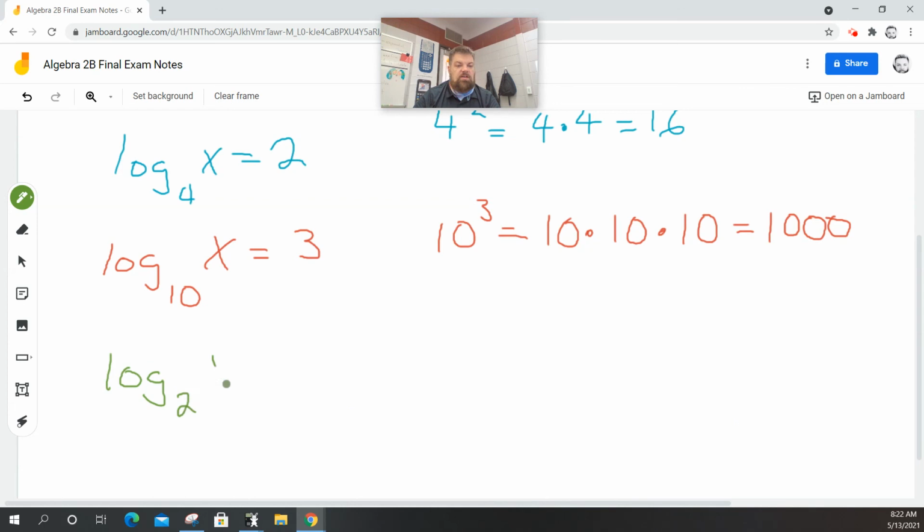So then, if I say log base 2 of x equals 5, then I'm really saying 2 to the fifth power, which is 2 times 2 times 2 times 2 times 2.